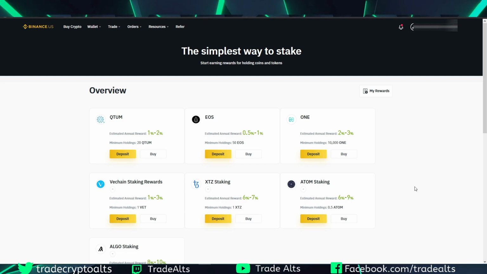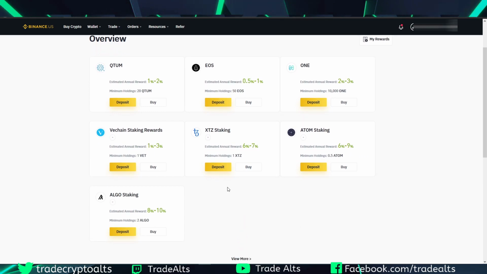But if you look below that, this is where the exciting stuff is. For instance, Tezos, XTZ, you get 6 to 7% a year just by holding it. And you only need one Tezos, which I think is about $4 right now. Your trading bot, depending on your settings, you'd probably be able to qualify for that very soon. Atom, which is Cosmos, is 6 to 9% annual reward just for holding it. And you only need about $9 to $10 worth of Atom in your wallet to start earning that extra 6 to 9% a year.